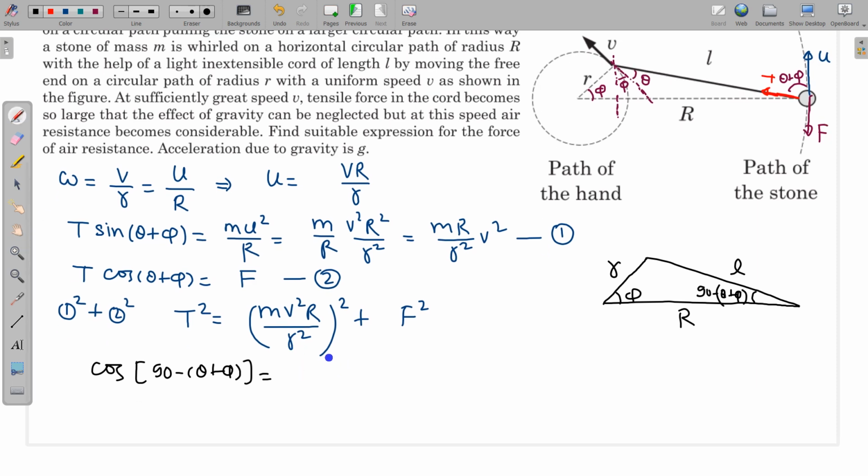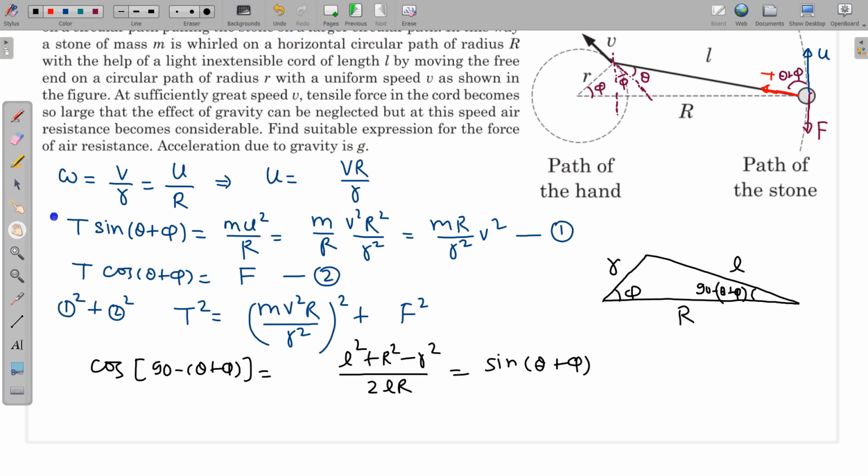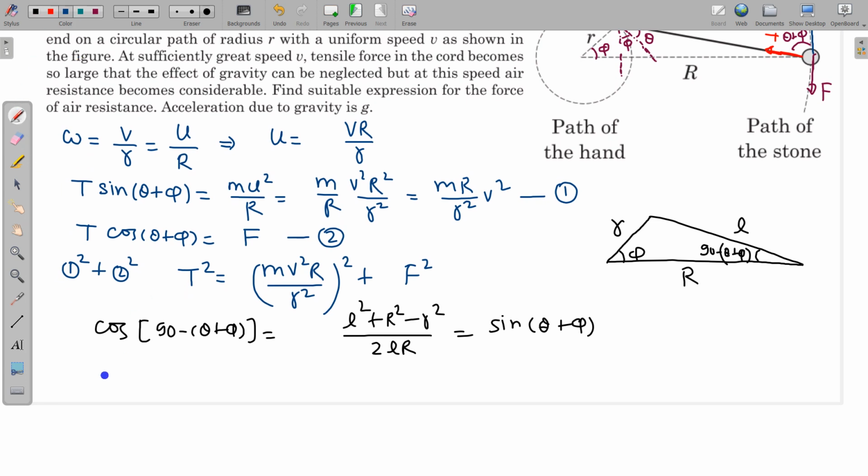From this triangle I can write sine(theta plus phi) equals (L square plus R square minus r square) divided by 2LR. So I can put this sine(theta plus phi) in equation number 1, and I can find the tension in terms of the given parameters. So this T is m v square r divided by R square, divided by this value of sine(theta plus phi), so it will be like this, with 2LR divided by, after dividing.